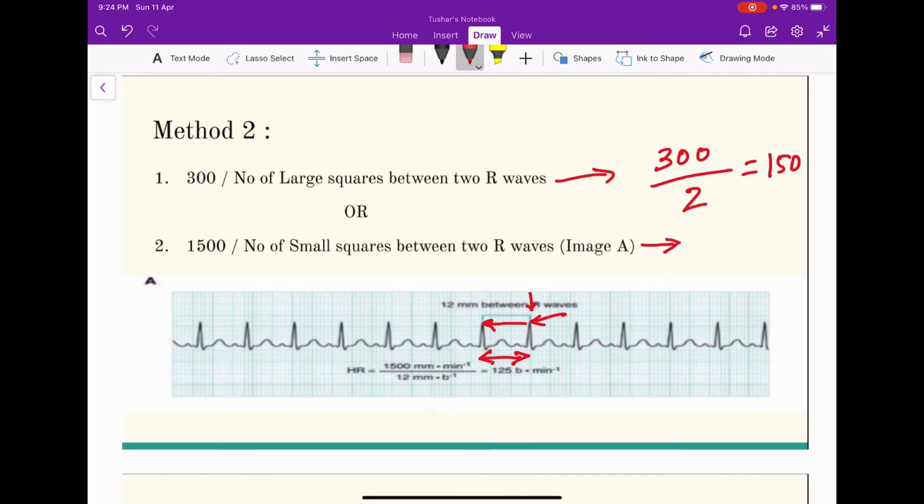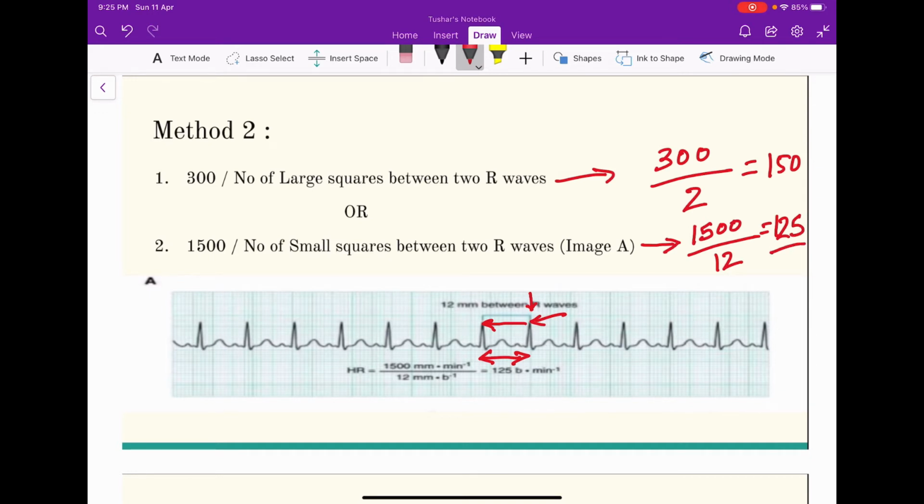But when we go for the second method, we calculate it as 1000 divided by the number of small squares between two R waves. So now if we calculate the number of small squares between the same two QRS complexes, what we find is that there are 12 small squares between the two QRS complexes. If we calculate this, we get a final answer of 125.